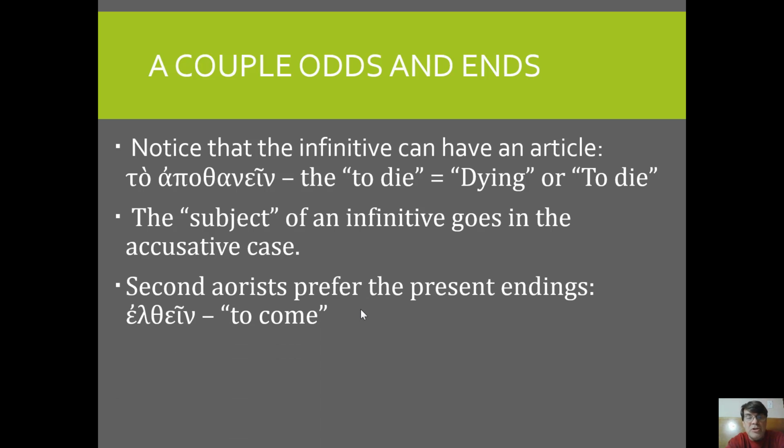Lastly, and I've already told you this as well, second aorists prefer the present endings. So elthein means to come. And I know that elthein is an aorist active infinitive because I've memorized that elth is the aorist stem of erchomai, to come or to go. Okay, some odds and ends that needed to be mentioned.